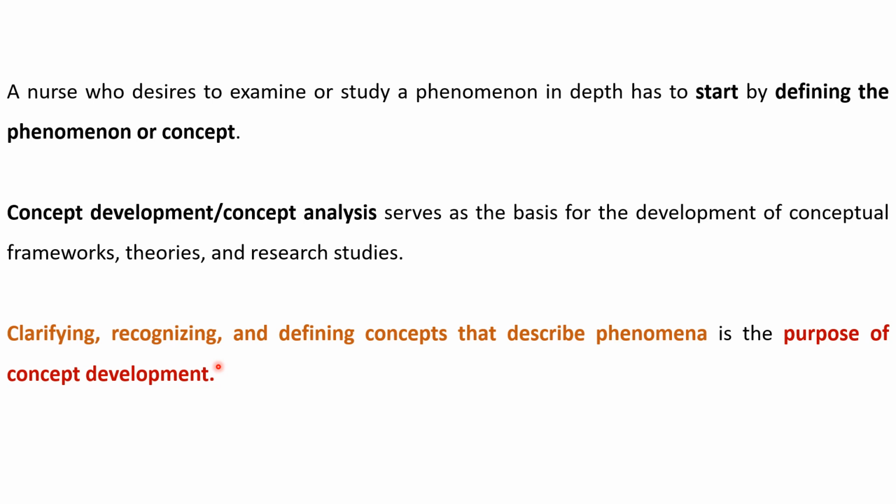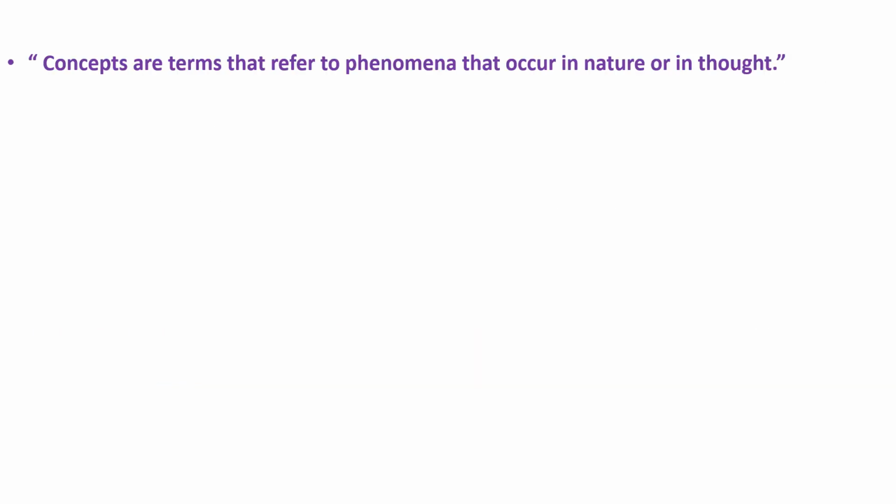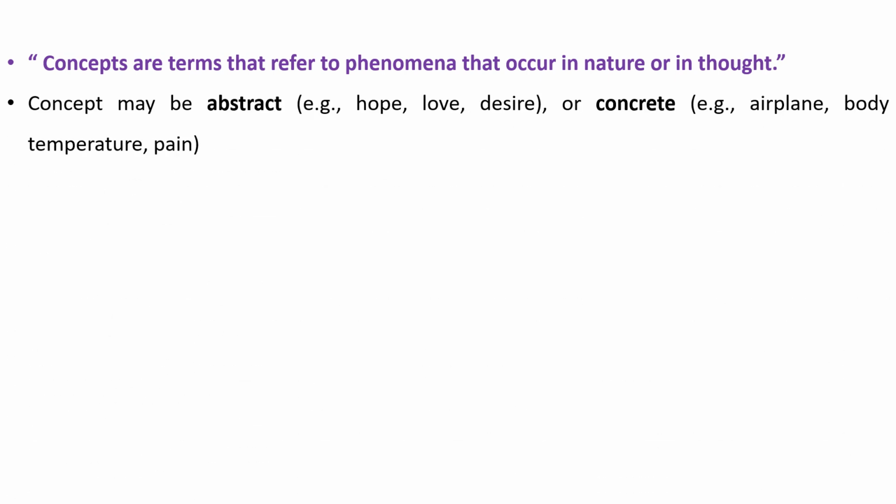Clarifying, recognizing, and defining concepts that describe a particular phenomenon is the purpose of concept development. Concepts are terms that refer to phenomena that occur in nature or in our thought. A concept may be abstract, that means in our thought, whatever things are there. Examples: hope, love, desire. Or a concept can be concrete, that is what is occurring in nature, we can see and feel. Examples: airplane, body temperature, pain.